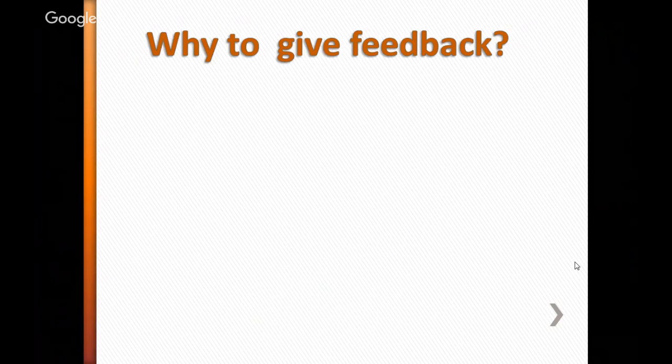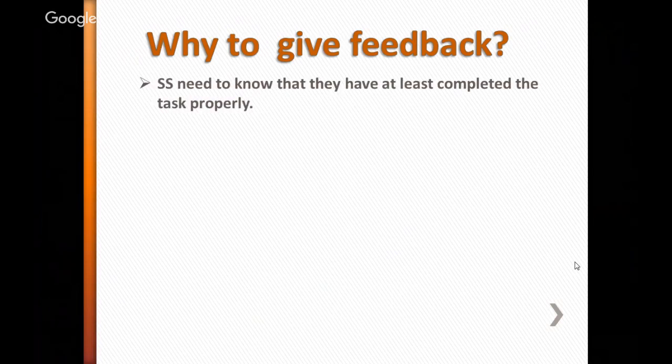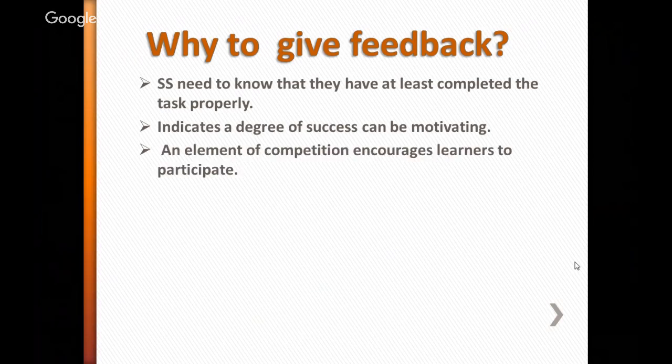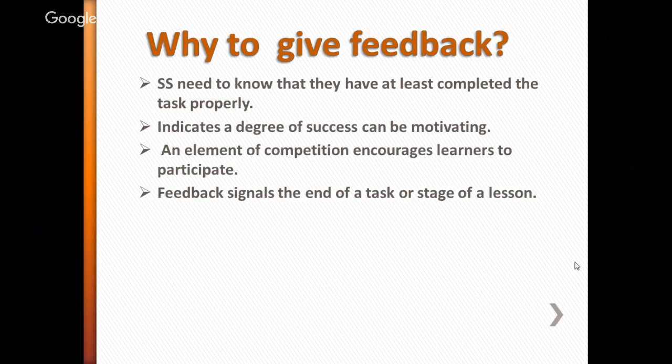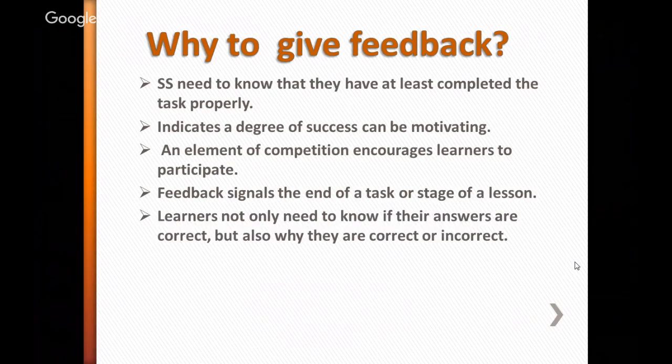So first of all, students need to know that they have at least completed the task properly, and this indicates a degree of success of a student after the task. It can be in the form of praise or giving students points for the tasks or grades. And if the feedback is given like a competition, this encourages learners. It makes them participate in the task. Also, feedback signals the end of the task or the end of some stage of a lesson. And learners not only need to know the answers, they need to know if their answers are correct or not.